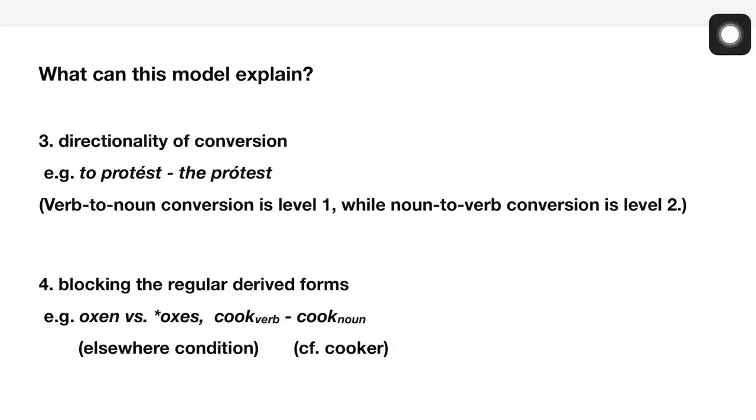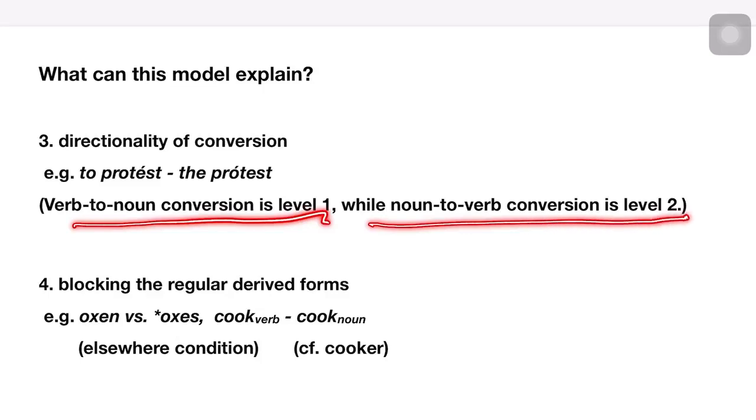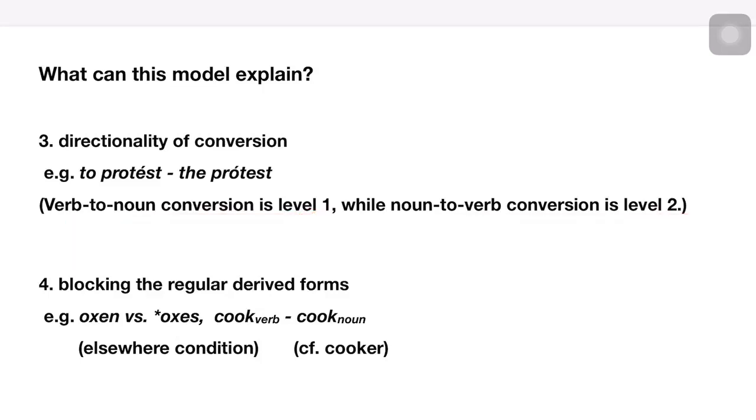Thirdly, lexical phonology gives us a clear idea of the directionality of conversion. When we are struggling in a debate to determine whether the word protest, noun or verb, started as a verb or a noun, we can look to this model. Because verb-to-noun conversion is level 1, while noun-to-verb conversion is level 2, we can conclude that the noun protest derived from the verb protest.